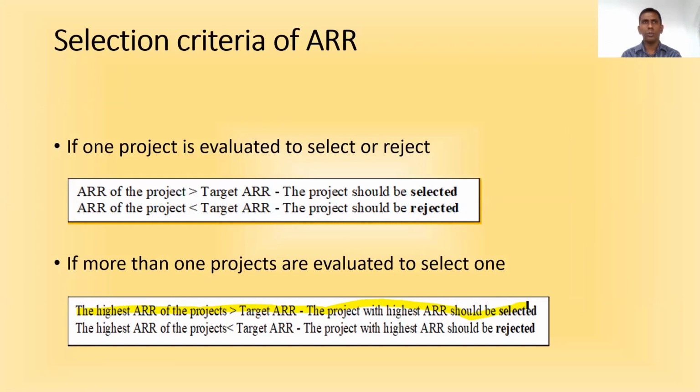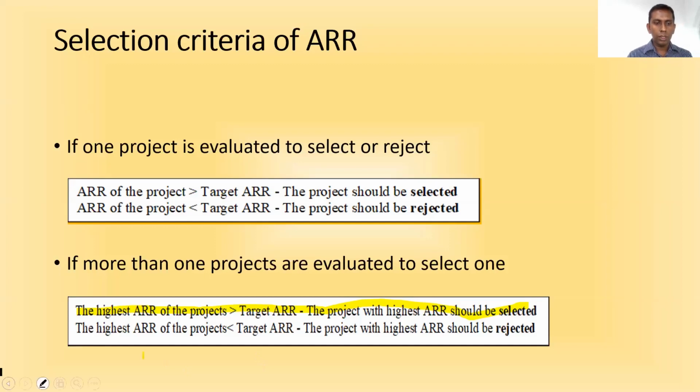One of the projects has to be selected, but neither project can be selected, because both projects generate lesser ARR. Both generate ARR less than the target ARR. Therefore, both projects have to be rejected.